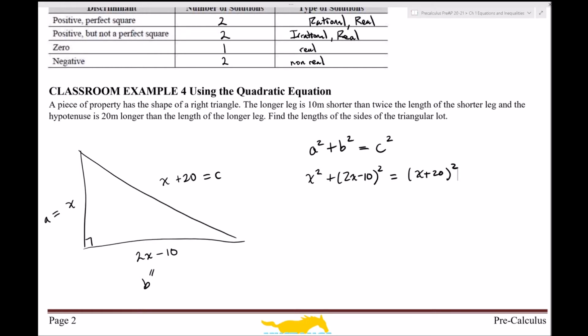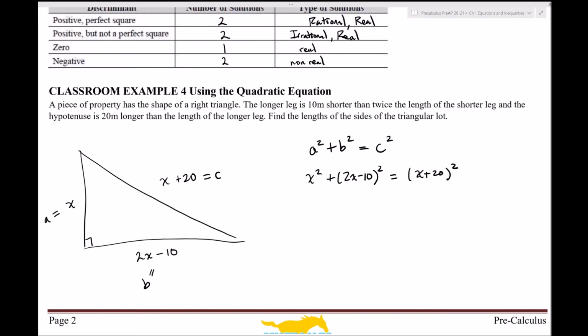So I call the shorter leg x, and I'm using a, b, and c to apply the Pythagorean theorem. If the shorter leg is some unknown value x, then the longer leg is 10 meters shorter than twice the length of that shorter leg. So that's 2x minus 10.